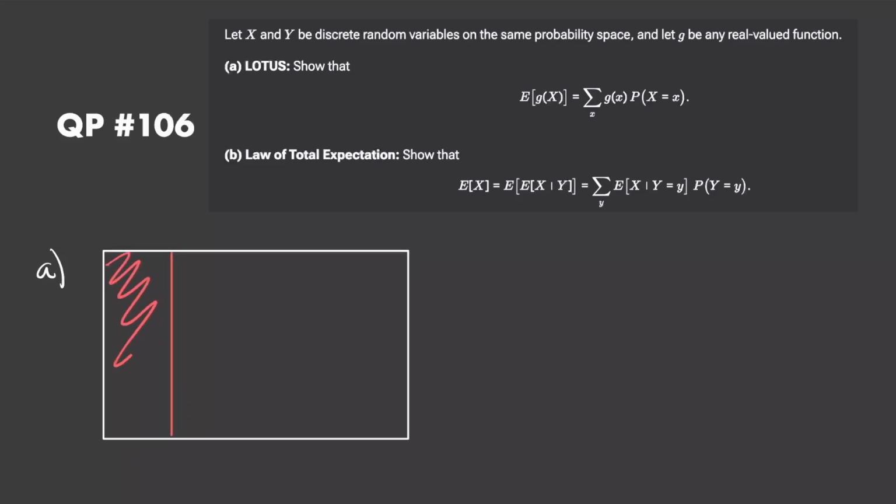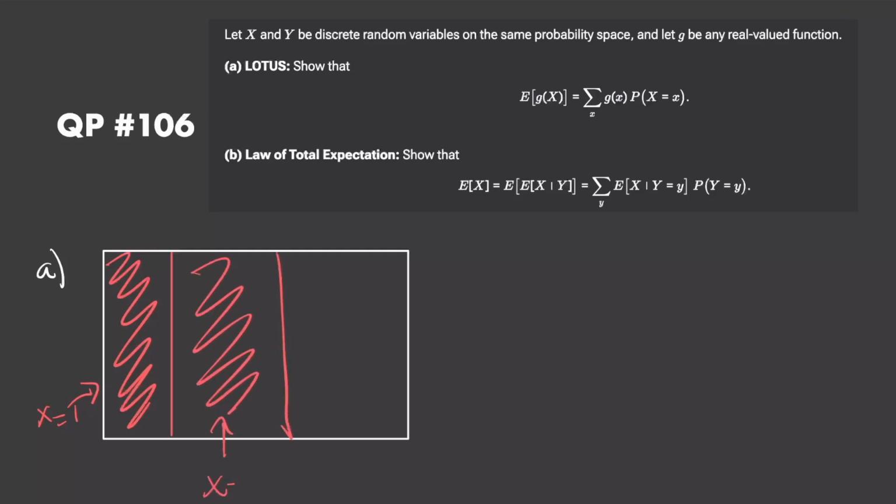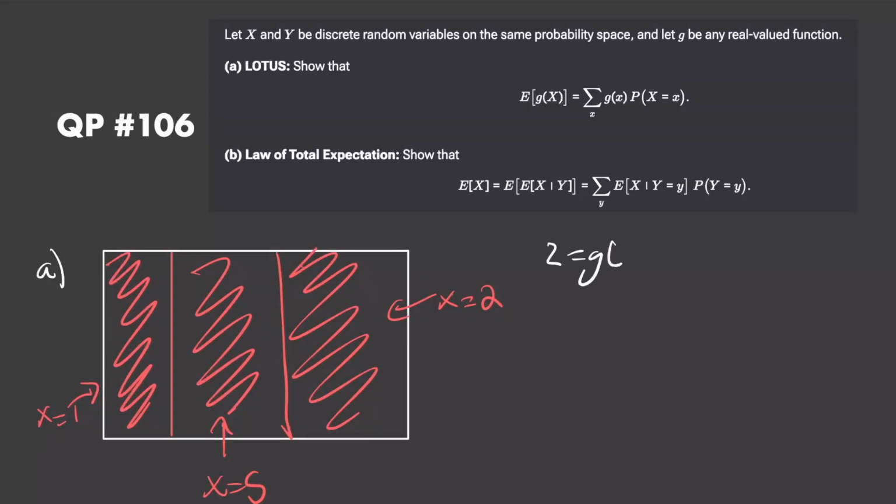So maybe over here, x is assigned the value of 1. And then maybe over here, x might be assigned the value of 5. Maybe over here, this is just an example, x might be assigned the value 2. So you can see x fully partitions our sample space. So now we take some function of that random variable x, let's just call it z, and let's say it's equal to g of x.